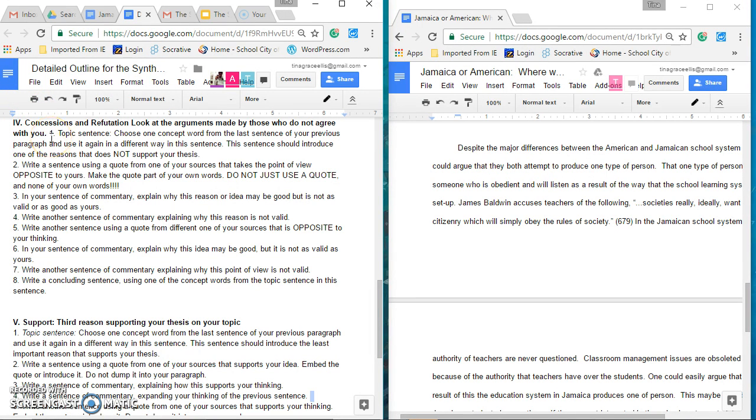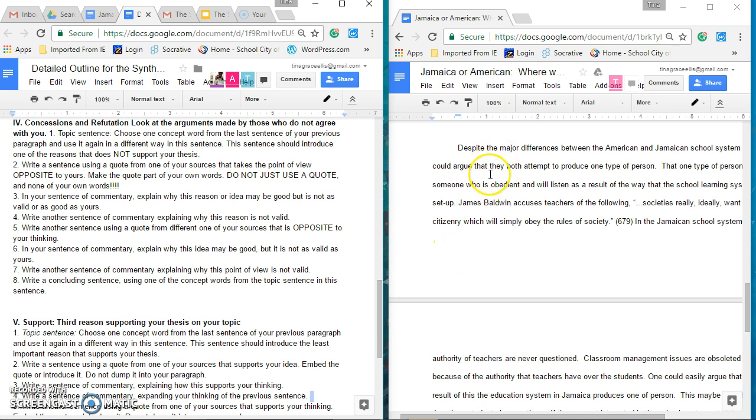Okay, your paragraph should have at least 8 sentences. Your first sentence is going to be your topic sentence, where you choose one concept or word from the last sentence of your previous paragraph and use it again in a different way in this sentence. This sentence should introduce one of the reasons that does not support your thesis.